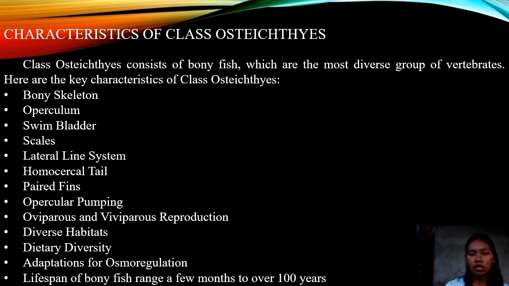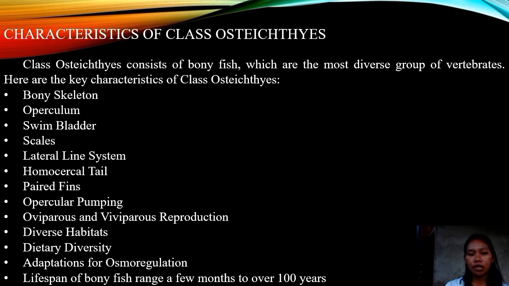They have a homocercal tail, where the upper and lower lobes of the tail fin are symmetrical, paired fins for stabilization and maneuvering, and opercular pumping to facilitate breathing by drawing water over the gills. Bony fish exhibit both oviparous, or egg-laying, and viviparous, or live-bearing, modes of reproduction, contributing to their reproductive versatility.